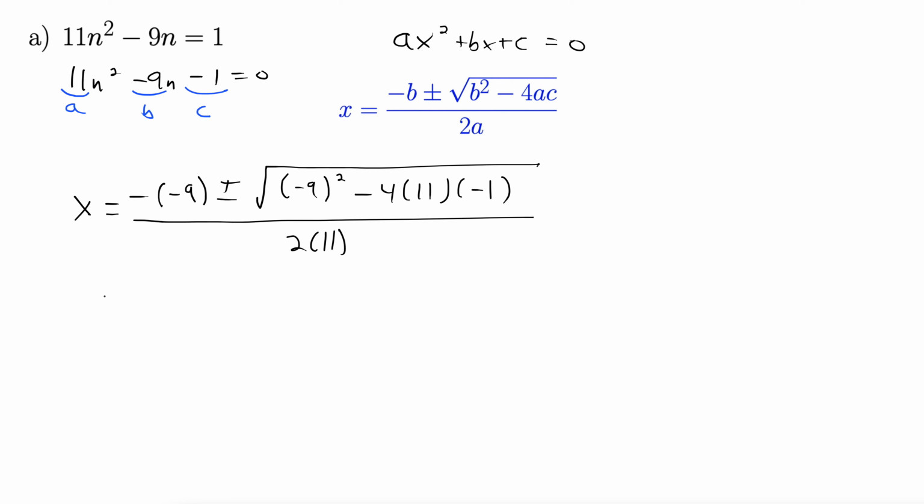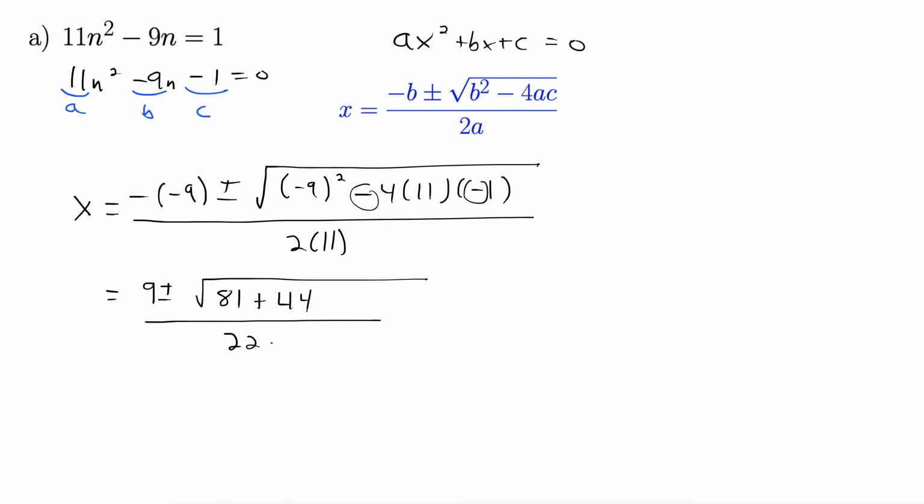Okay, so let's just cook this down, see what we get. Negative 9 is positive 9, plus or minus the square root of 81, that's positive 81. We have a minus times a minus here, which makes it positive. So it's plus 4 times 11 times 1, which is 44. All over 2 times 11, which is 22. 9 plus or minus the square root of 81 plus 44, which is 125, over 22.